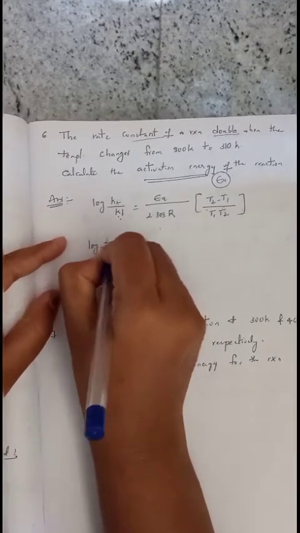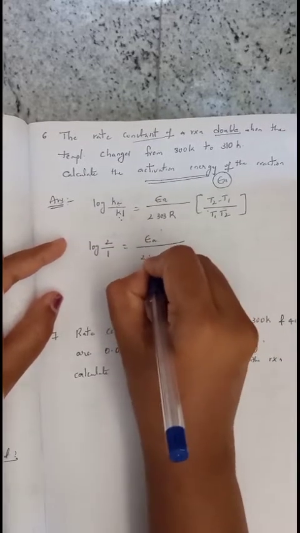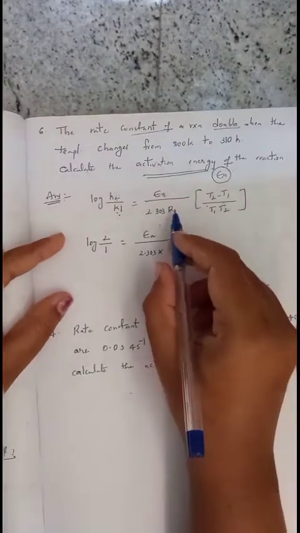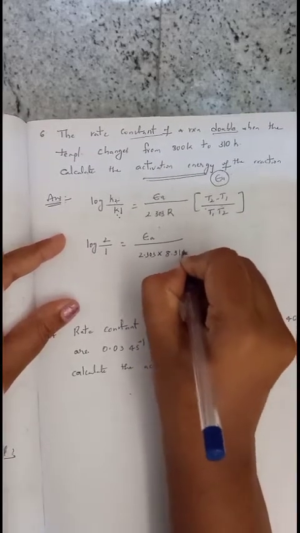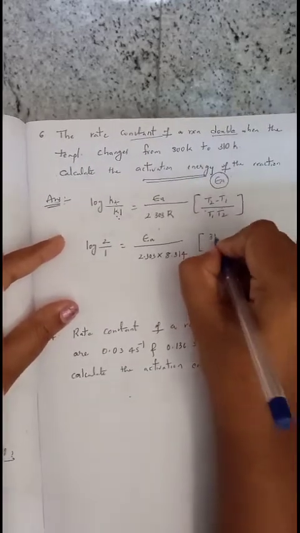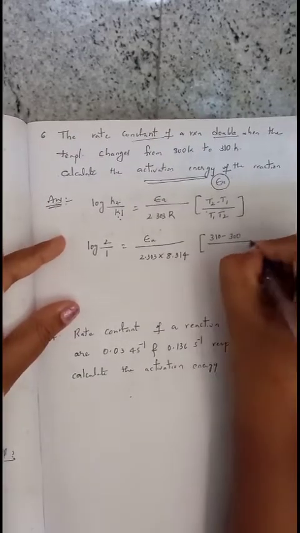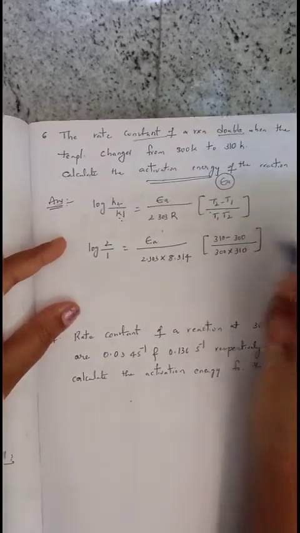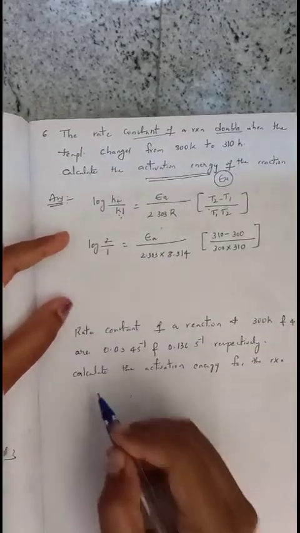Log 2 divided by 1 equals EA divided by 2.303 into R. R is a universal gas constant, and its value is 8.314, into T2 value 310 minus T1 value 300, divided by 300 into 310. Here we want to multiply. By doing this calculation you will get the EA value, which we want to find out.